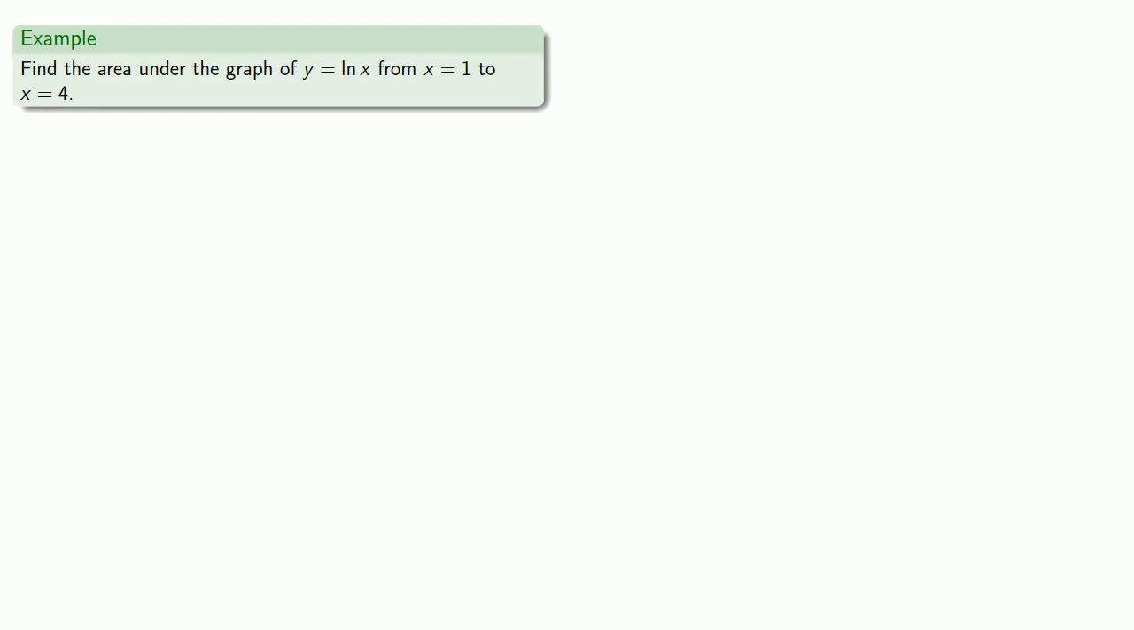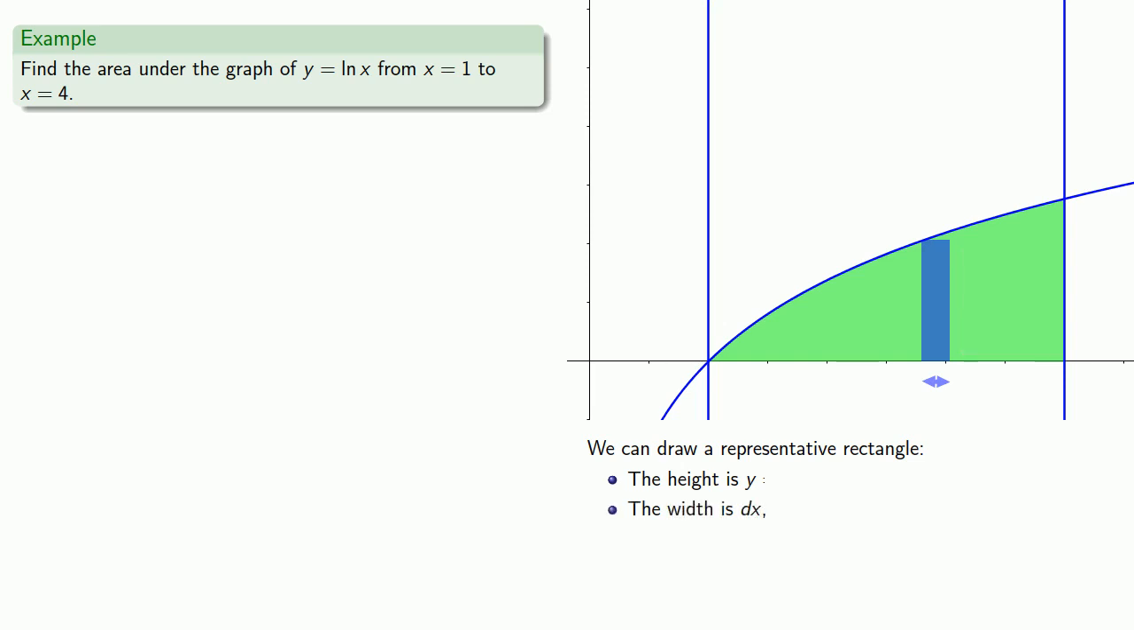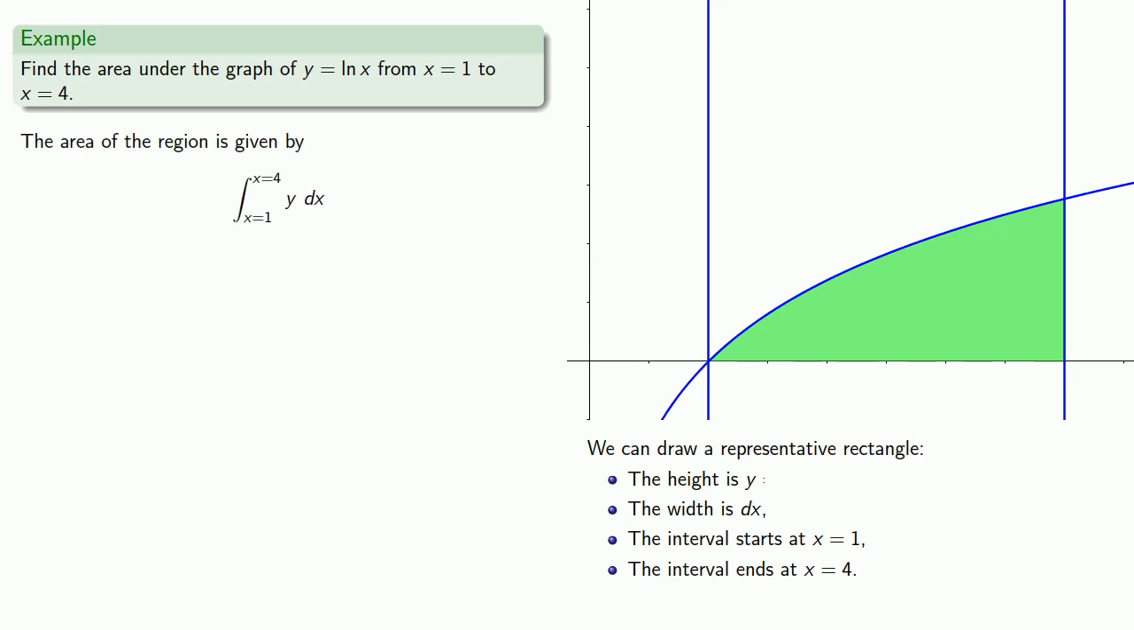For example, suppose we want to find the area under the graph of y equals log x from x equals 1 to x equals 4. So we'll graph our region, and then we'll draw our representative rectangle. Now the height of this representative rectangle is y. The width is a small portion of the x-axis. We'll call that dx. The interval starts at x equals 1, and the interval ends at x equals 4. And so we can sum up these representative rectangles whose areas are y dx from x equals 1 to x equals 4.